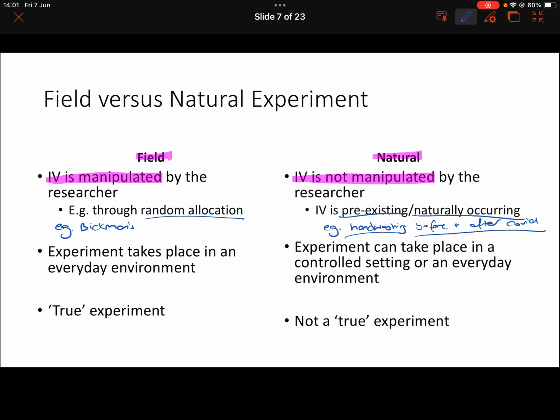In a field experiment, it takes place in an everyday environment, like on the street or in the classroom or in a hospital. But in a natural experiment, well, it could take place in a controlled setting or an everyday environment. It doesn't really matter. What matters is how the IV was manipulated. Because the IV was manipulated by the researcher in a field experiment, this is classed as a true experiment, but a natural experiment is not classed as a true experiment because the researcher has very little control over that IV.